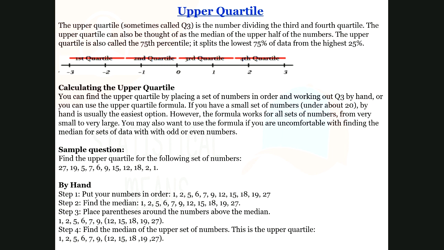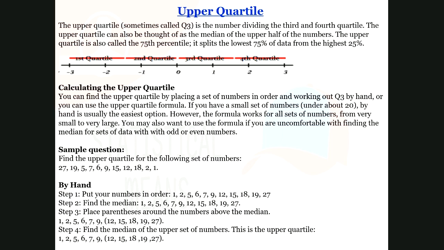And we're going to begin with the upper quartile. Just a reminder, the upper quartile, sometimes called Q3, is a number dividing the third and fourth quartiles. The upper quartile can also be thought of as the median of the upper half of the numbers. The upper quartile is also called the 75th percentile. It splits the lowest 75% of the data from the highest 25%.